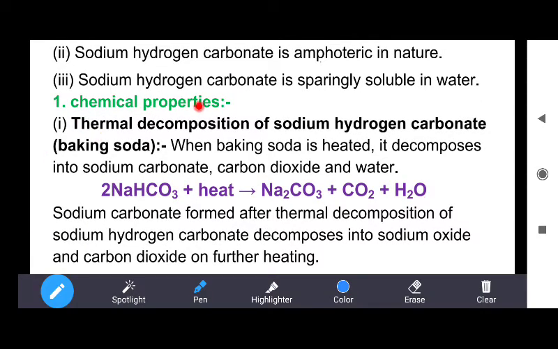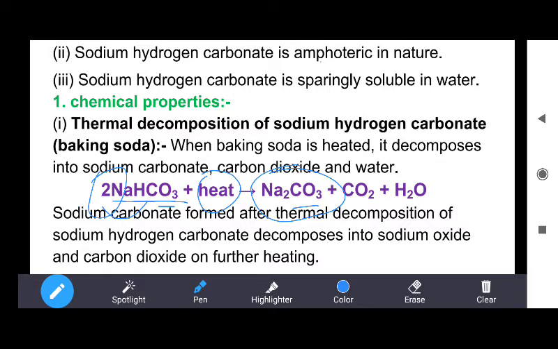Now chemical properties. The first chemical property is thermal decomposition of sodium hydrogen carbonate. Thermal decomposition means when baking soda is heated, it decomposes into sodium carbonate, carbon dioxide and water. Sodium bicarbonate has chemical formula NaHCO3. When it is heated, sodium carbonate will form. Two sodium combined with one CO3 to form sodium carbonate.